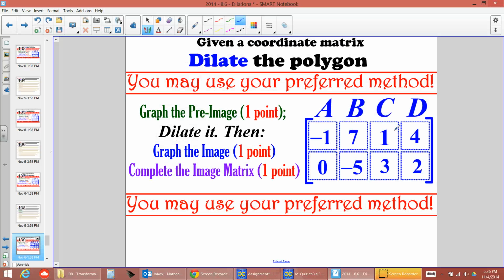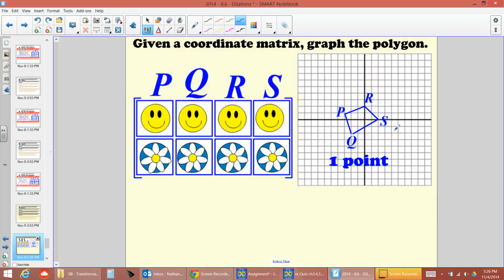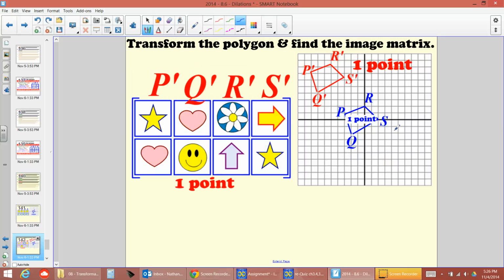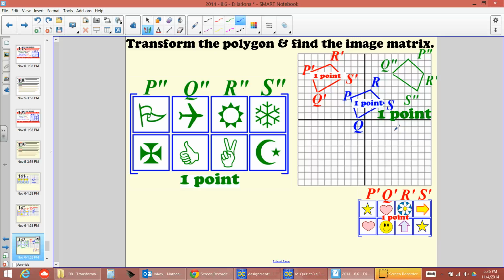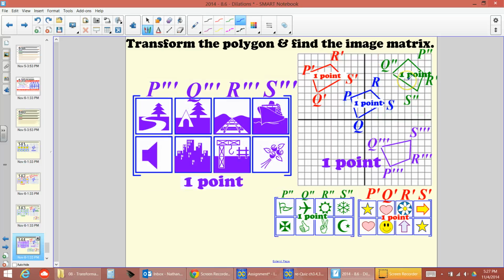You're going to have to do a dilation on your page. 3 points. The last one is what's called a composition, where we do more than just one. So if I start out with PQRS, I translate it there, 1 point. And then I write the matrix. That's another point. And then looks like here I translate it up. And then it looks like a rotation. So I rotate it over to here. That's another point. And then I reflect it down over the x-axis. And right here, there's another point.